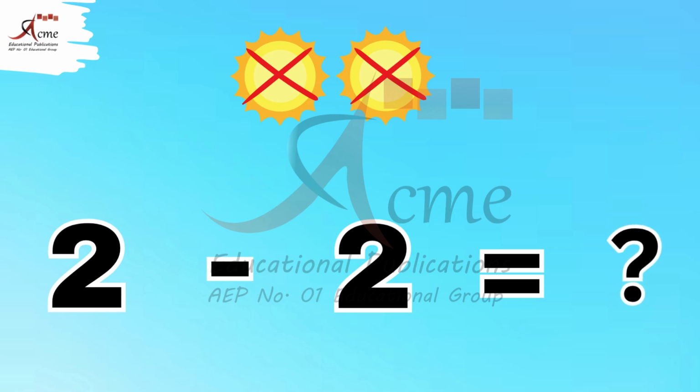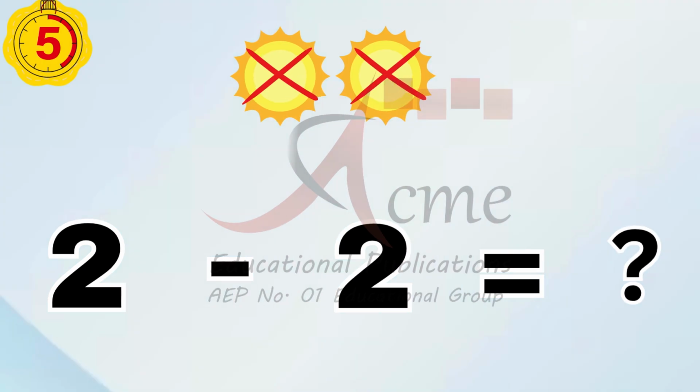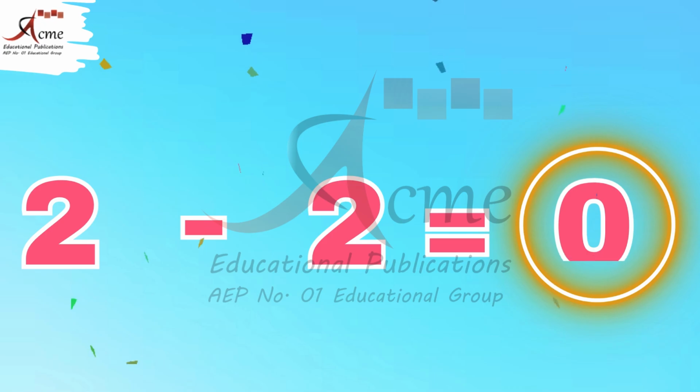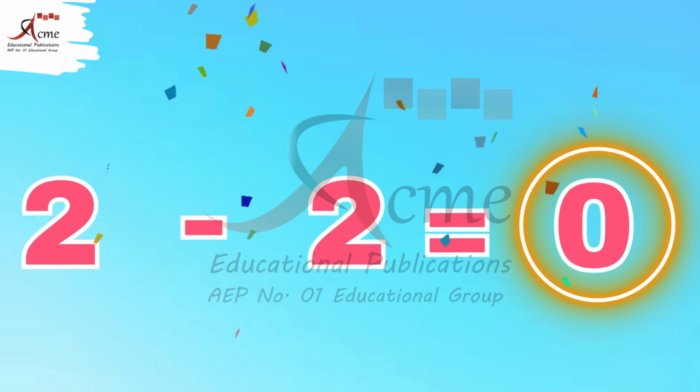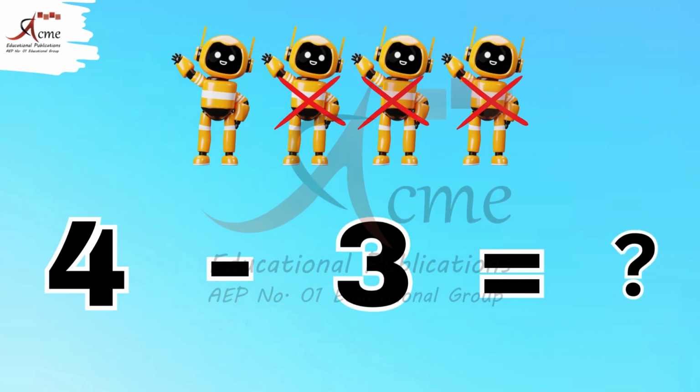I'll give you 5 seconds to count. Two caps minus two caps. How many caps are left? Correct. Two caps minus two caps equals zero caps. Excellent. Fourth activity, count and subtract astronauts.